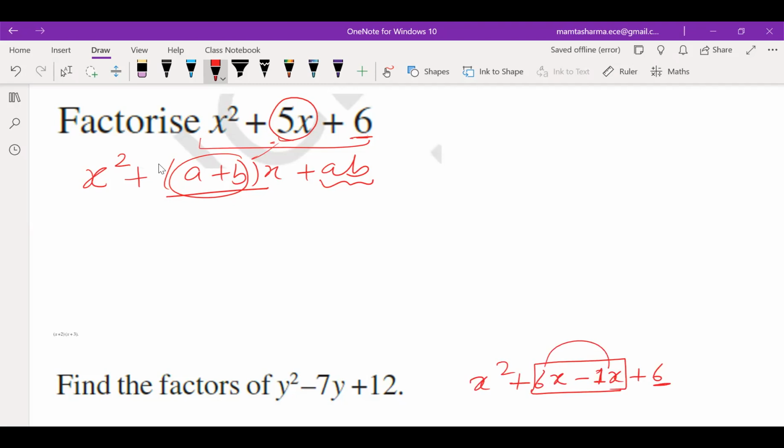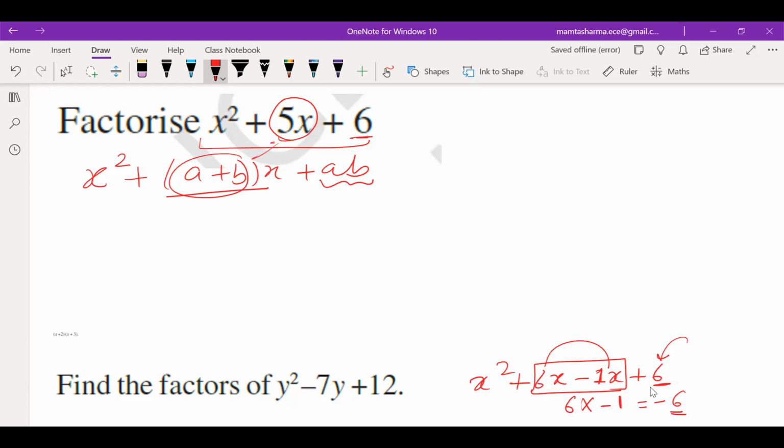Ma'am, can I split? Tell? Yeah. 6 ones are 6 only, no, ma'am? 3x plus 2x will be 6x squared. Wait, 6 into minus 1 would be minus 6, not plus 6. You want plus 6. Okay, ma'am. Ma'am, can I tell?